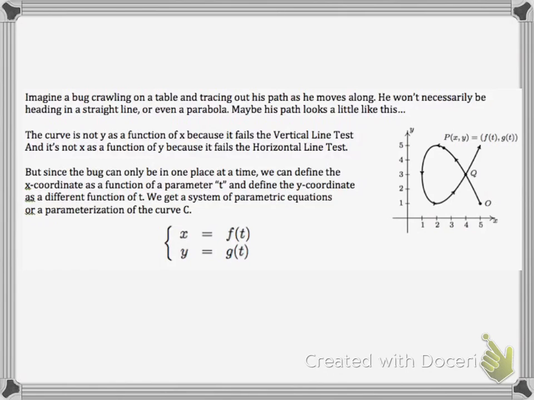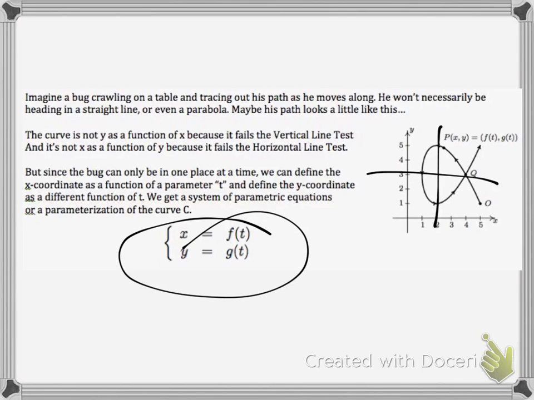And the easiest thing to do is think about a bug crawling on the table. That bug is not going to crawl in a straight line or any kind of line that we've dealt with. So if you look at the picture that I've got, if we did a vertical line test or a horizontal line test, it'd fail both of those. So we can't actually write it as a function of x with respect to y or a function of y with respect to x. So we actually have to write it as two separate functions with respect to t.